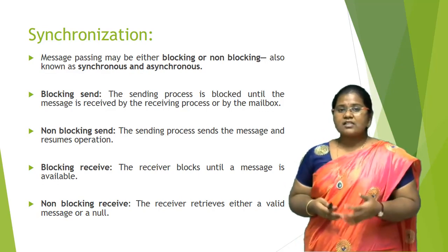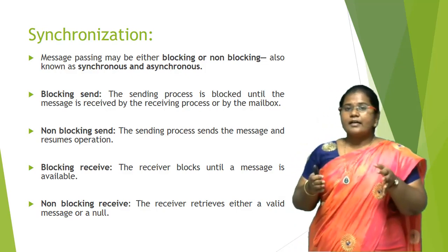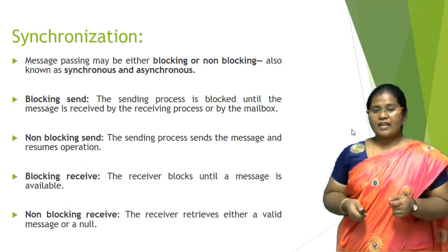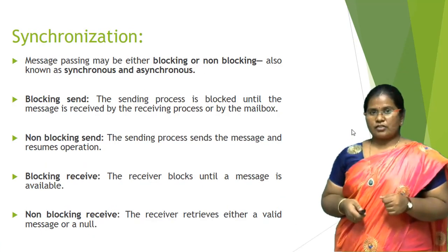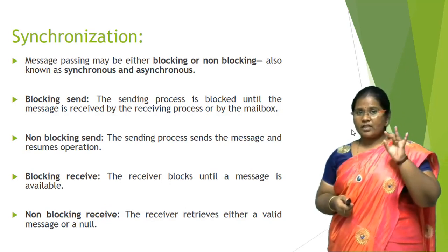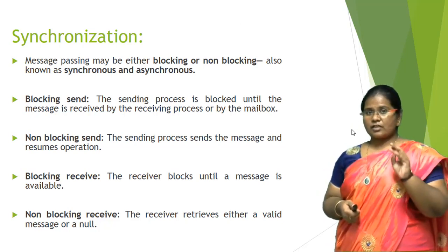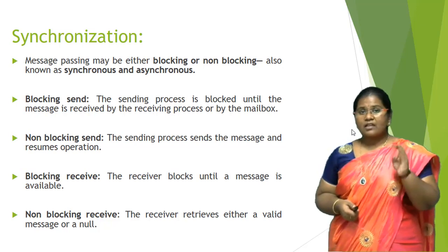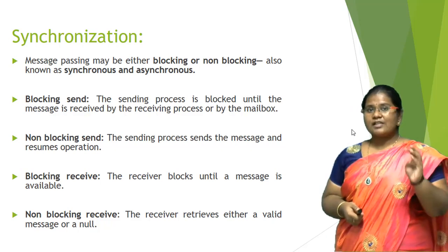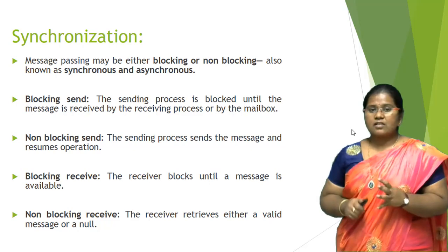And then we have synchronization. Synchronization here means both the processes cannot access the mailbox simultaneously. We have discussed the three points of the producer-consumer problem. One is the producer will not produce if the buffer is full. Second is the consumer will not consume if the buffer is empty. And the third is both the processes will not exchange information simultaneously. That third point can be achieved with this synchronization.